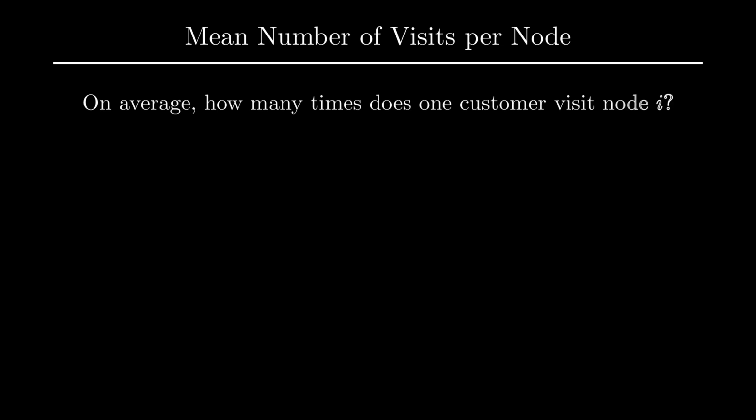Imagine a customer wandering through a network of service stations. Due to feedback loops, that customer may visit the same station multiple times. Our central question today is simple but powerful. On average, how many times does one customer visit Node I during their journey? The answer turns out to be remarkably elegant. It is the ratio of the local flow rate at Node I to the external arrival rate of the network.